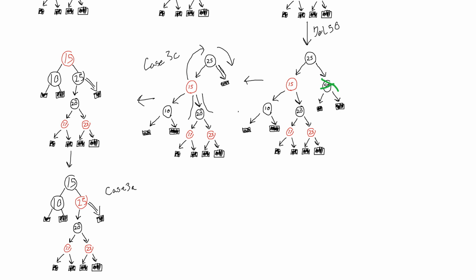And under case 3A, basically what we're going to do is another rotation around the parent, and then we're going to do some more recolorings, and then after this second rotation, our tree should actually be in a good state. All right.